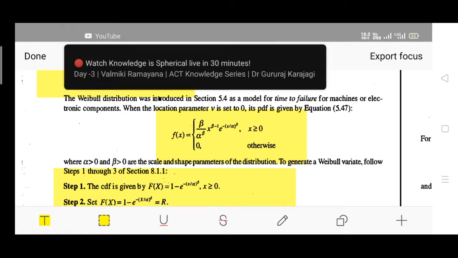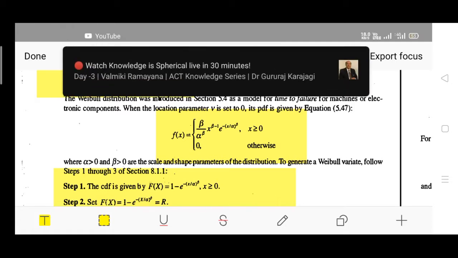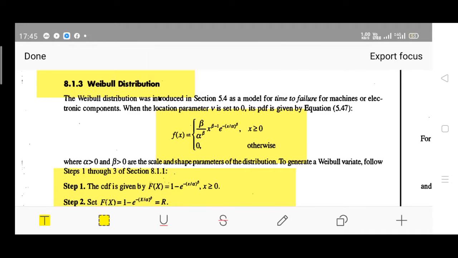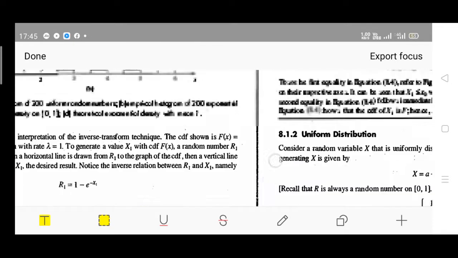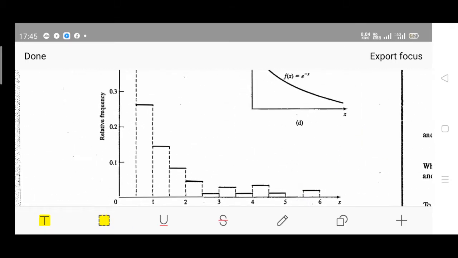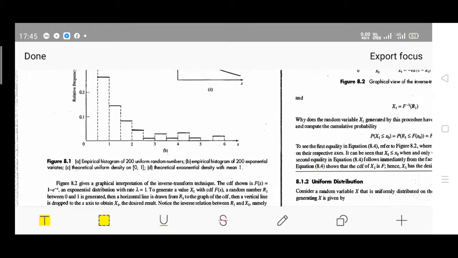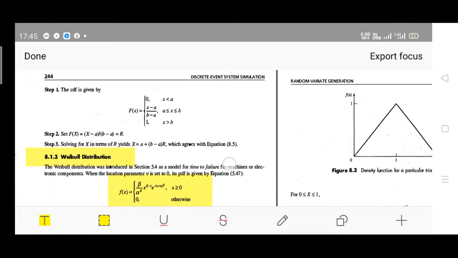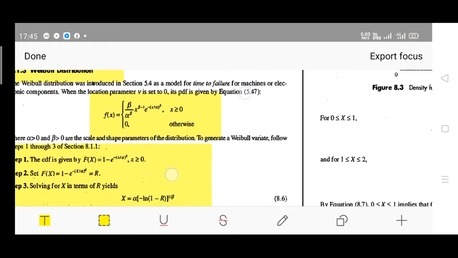In the previous session, we discussed some of the types of distributions, as you can see over here. Let us quickly recall: the uniform distribution as well as the exponential distribution, under the inverse transformation technique. So the next type is the Weibull distribution.